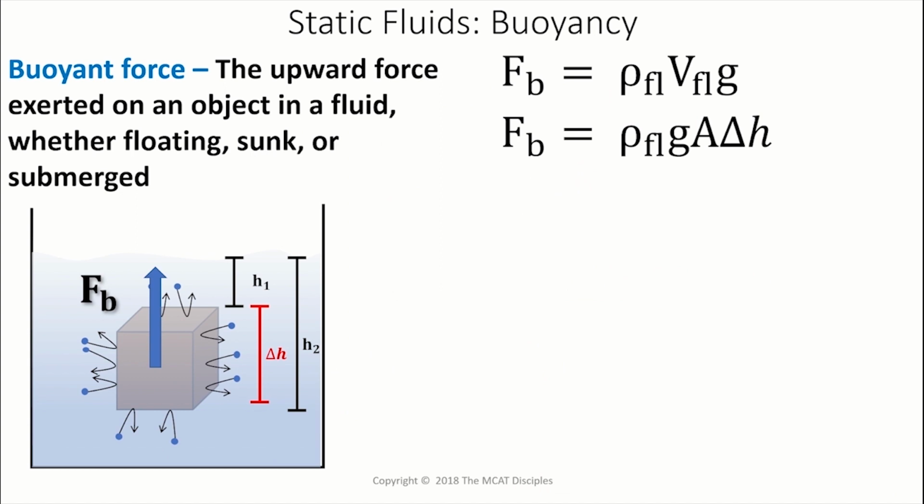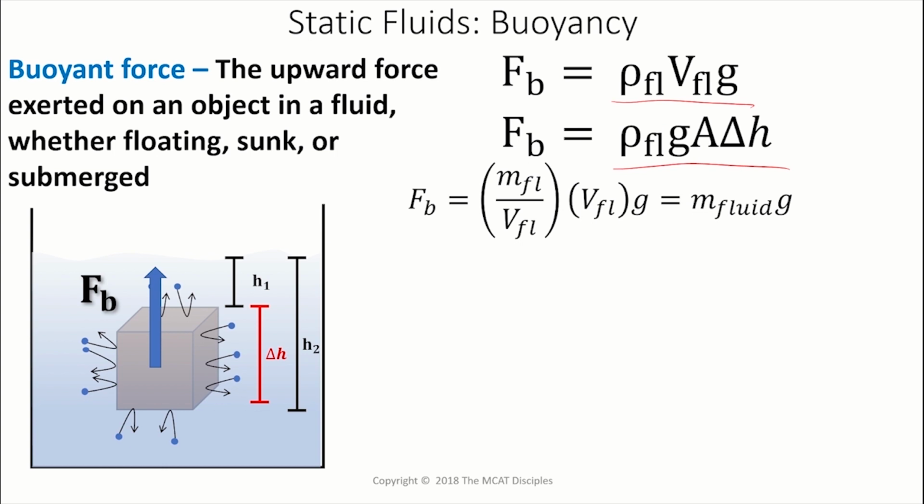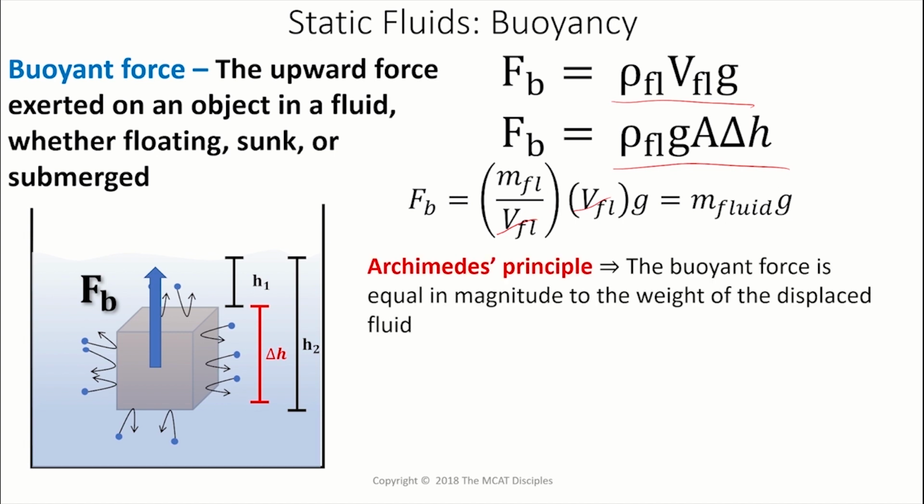Again, the buoyant force is the upward force exerted on an object in a fluid, whether floating, sunk, or submerged. And these are the two different equations we have for the buoyant force. Now, if you flesh out what density means, you can cancel out the volumes of fluid in this equation and find that the buoyant force is equal to the mass of the fluid times gravity. Well, that's what Archimedes' principle says. Archimedes' principle says the buoyant force is equal in magnitude to the weight of the fluid displaced. So what does that mean?